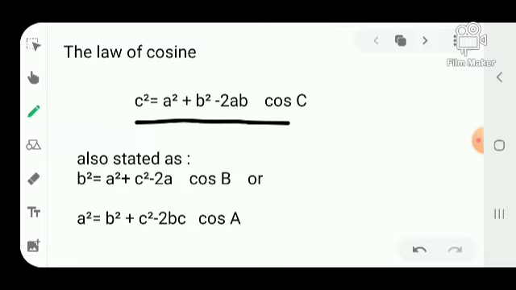So, the Pythagorean theorem is a special case of the law of cosines. The law of cosines can also be stated as b squared equals a squared plus c squared minus 2ac cos b, or a squared equals b squared plus c squared minus 2bc cos a.